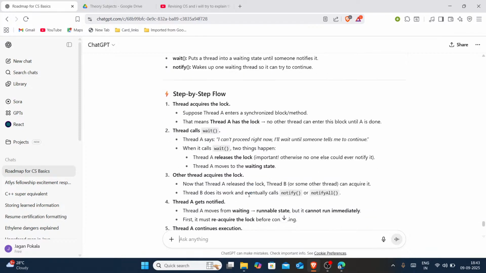Thread acquires the lock. Suppose thread A enters a synchronized method. That means thread A has the lock. No other thread can enter this block until A is done. Thread calls wait. Thread A says, I can't proceed right now, I'll wait until someone tells me to continue. That means thread A releases the lock. Important, otherwise no one else could ever notify it.